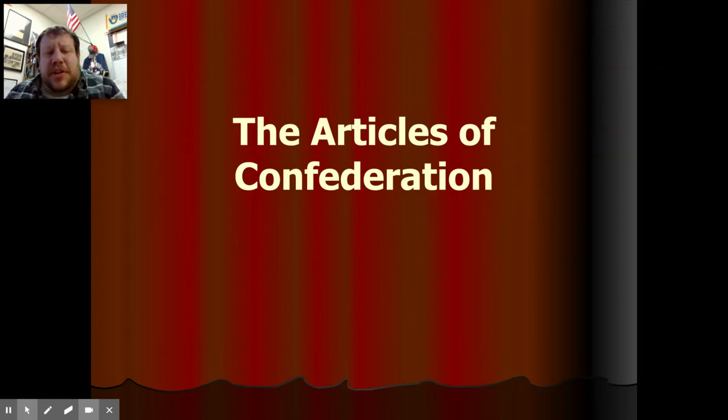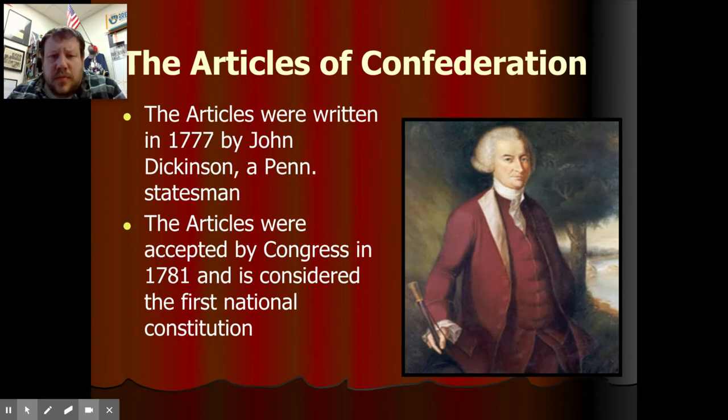But before we do that, let's check a little introduction to the AOC and see what it was written about. This guy right here, John Dickinson, a guy from Pennsylvania with a very, very fine vest, wrote this document. It was accepted by the Continental Congress in 1781 as our first national constitution. This was during the Revolutionary War, as a way to make sure we're a legit country. It's called the Articles of Confederation.